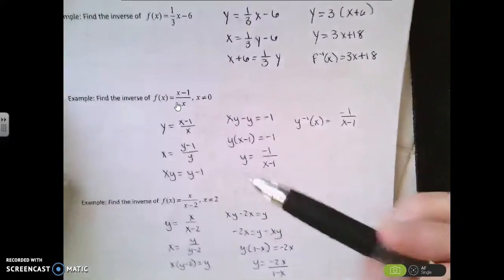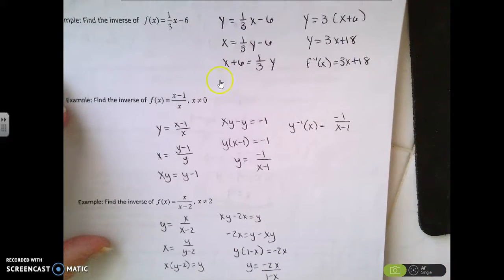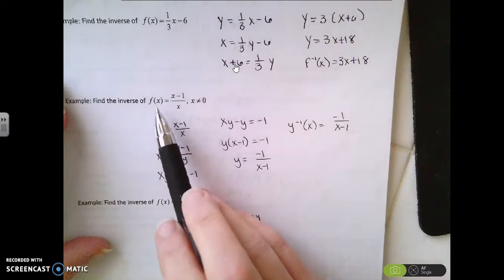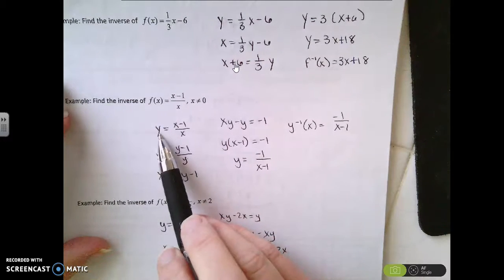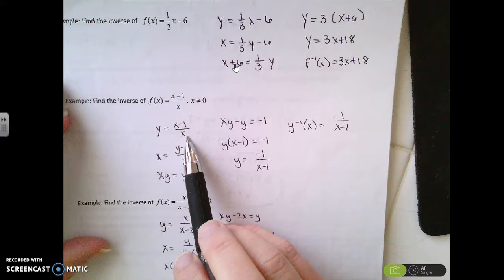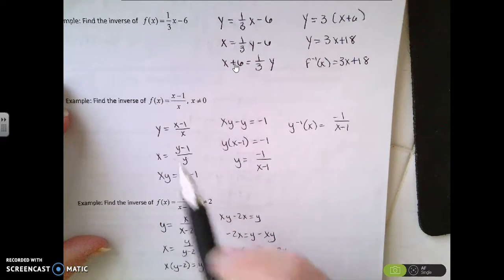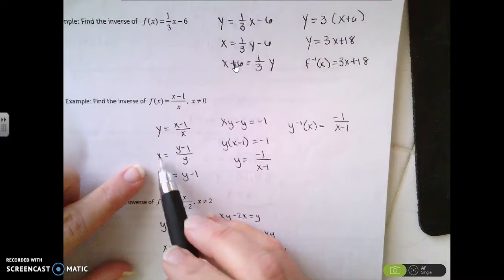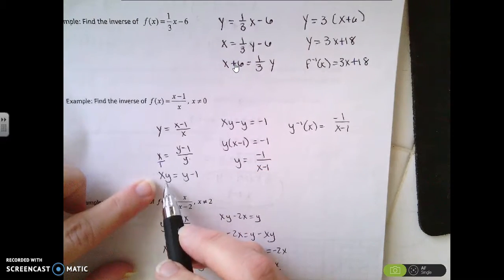These are a little bit different. Each of these is a little bit different process. So on this one, what you'll notice here is you have the function and it's a rational expression. So y equals x minus 1 over x. Again, switch the x's and y's. And then I'm going to solve. So I'm going to cross multiply. Think of this as x over 1. And I'm going to cross multiply.